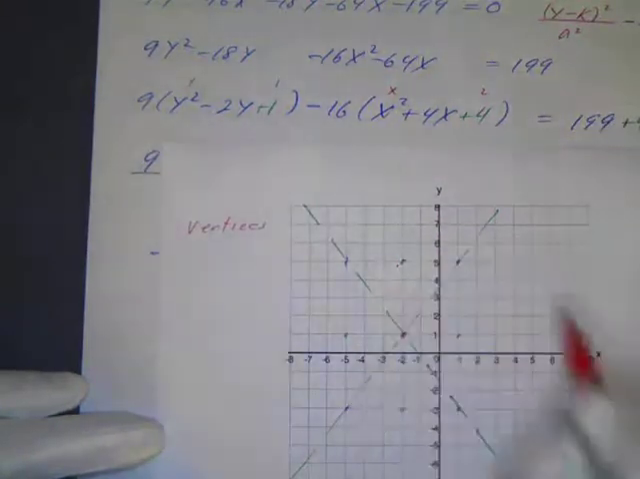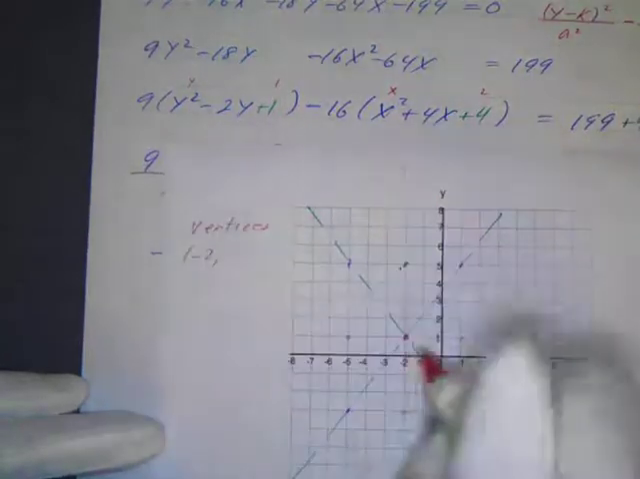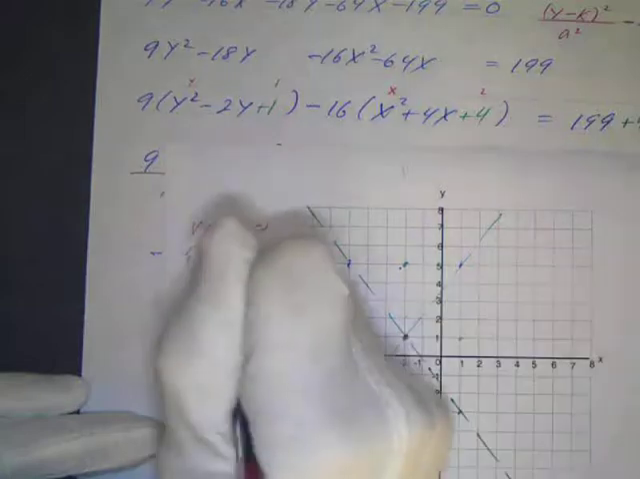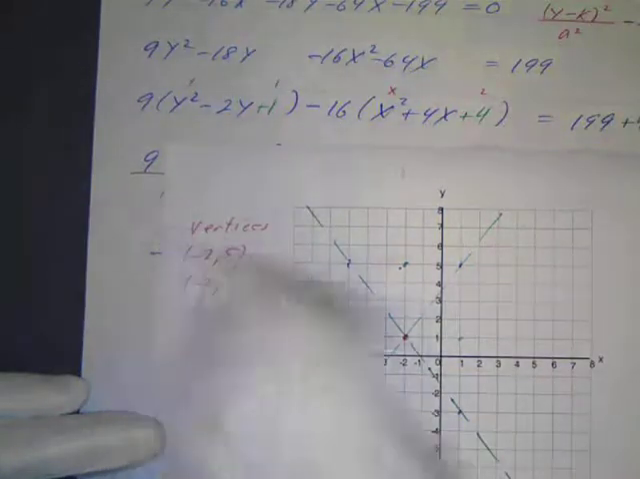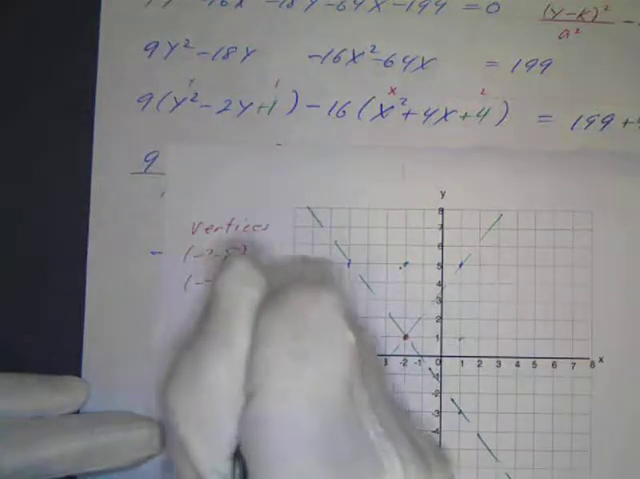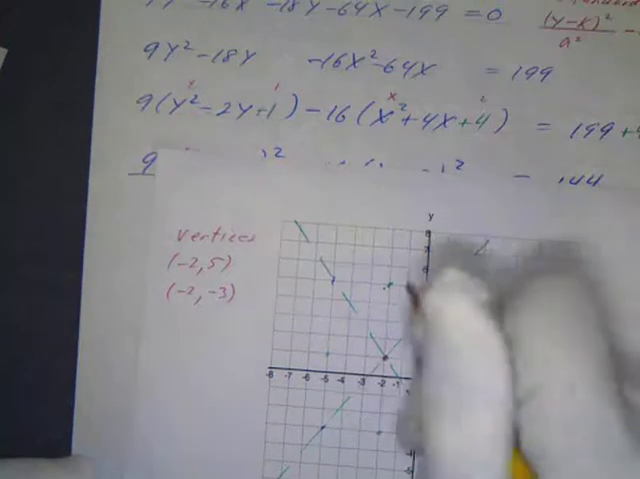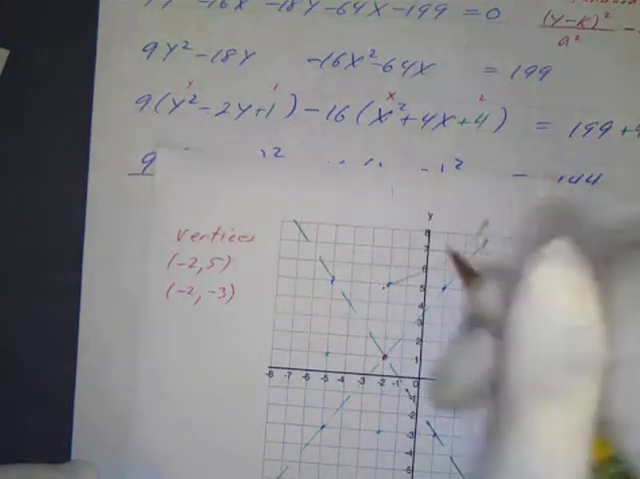And that's going to be this point here, which would be negative 2, 1, 2, 3, 4, 5. And this would be negative 2, negative 3. So those are the points that actually touch the axes. And then you use your asymptotes here.